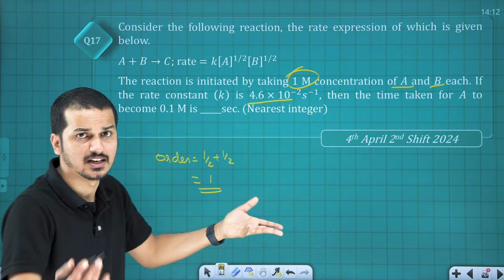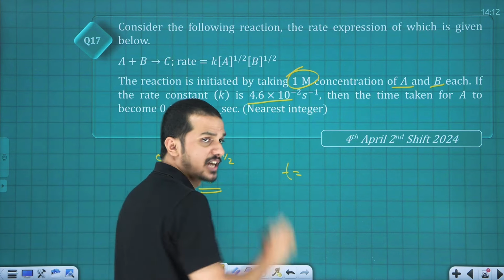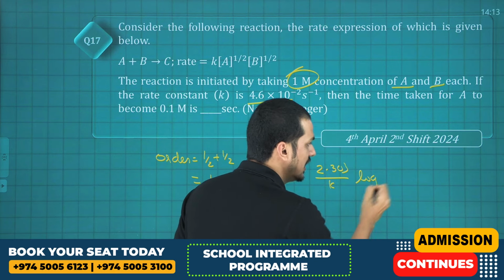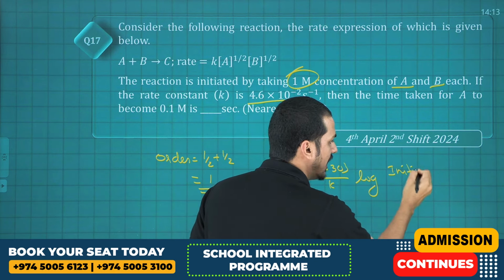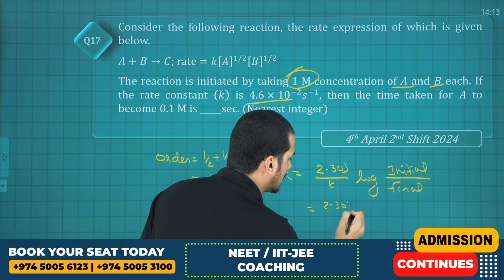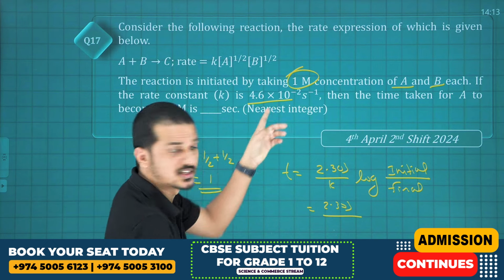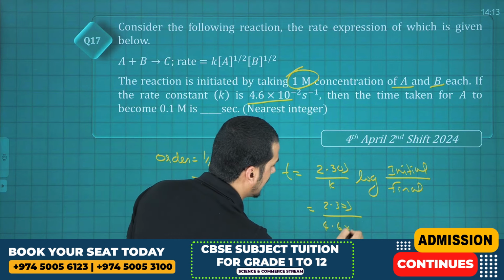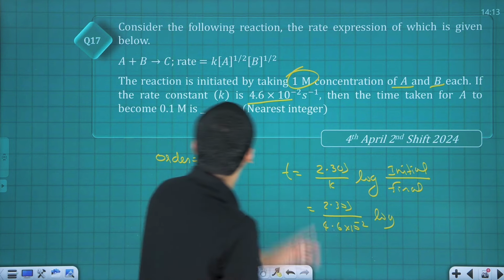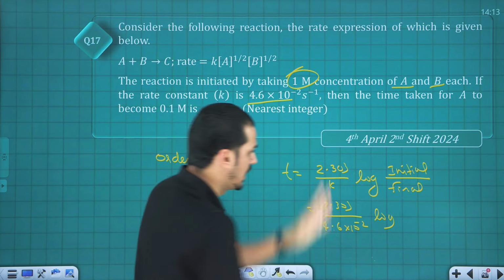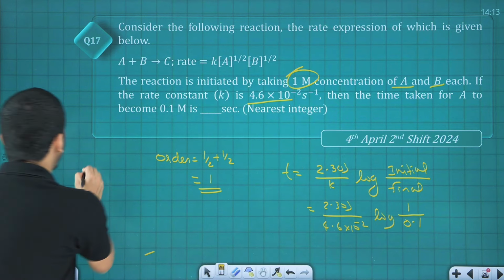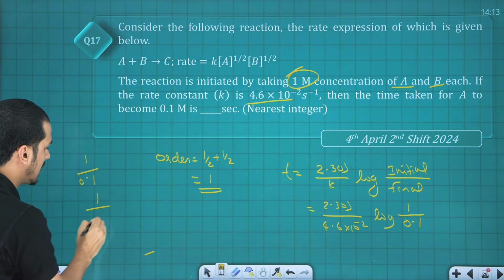This is a first order reaction. What's the time calculation? Time is equal to 2.303 by K logarithm of initial concentration divided by final concentration of reactant. So that's equal to 2.303 by K. K is 4.6 into 10 raised to minus 2, logarithm of initial concentration, which is 1, divided by final concentration, 0.1. So log 1 by 0.1, that is 1 by 10 raised to minus 1.